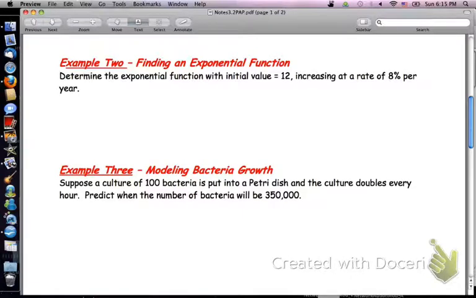Alright, let's take a look at example 2. And for example 2, I'd like to dedicate this to period 2 because y'all have been really supportive of this project and I appreciate that. So this problem's all about y'all.